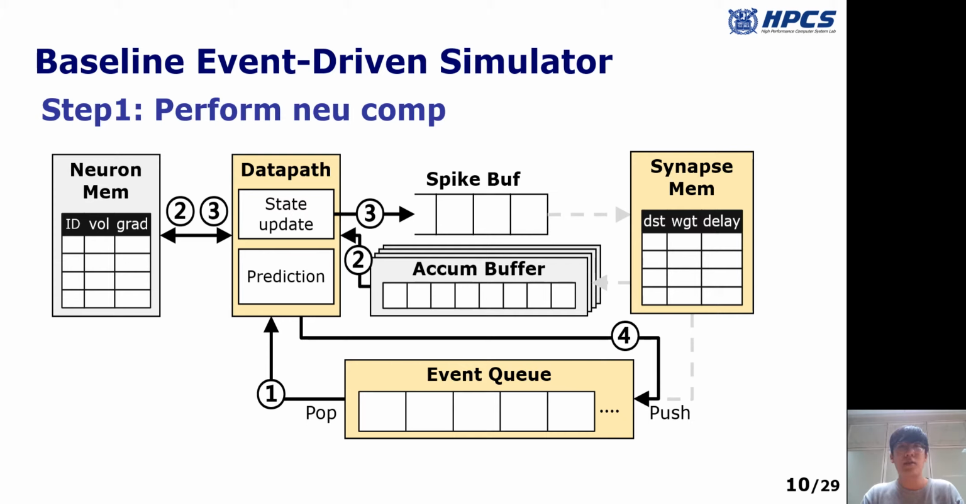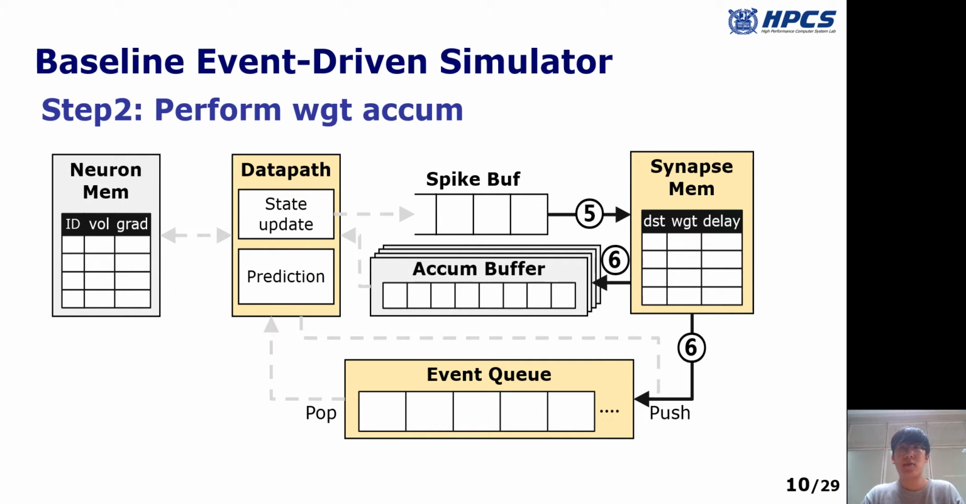Then it calculates the next state of the neuron using a data path to calculate the state change and predict the next firing time. After that, it stores the updated state to the memory and generates a spike if the voltage exceeds the threshold. Finally, it stores an out event to the event queue.